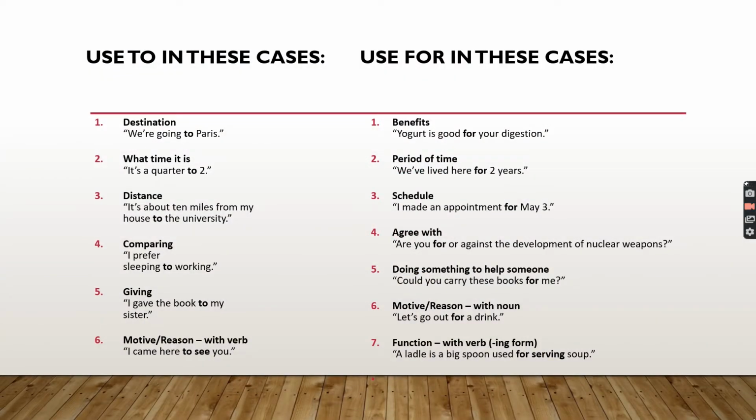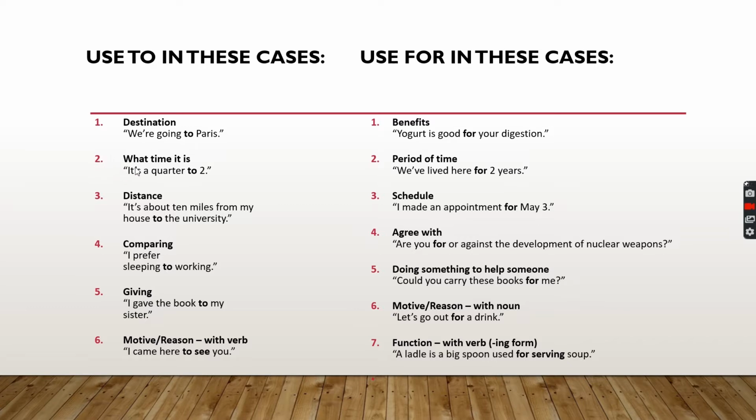Okay, so here we are looking at uses of to and for. So the first use of to is for destination. We use to when we're talking about destination. We're going to Paris. Always understand when there's a movement. When you're going from a place to another place, always you have your preposition to. So when you're talking about destinations, we're going to Paris. Oh, I wish.